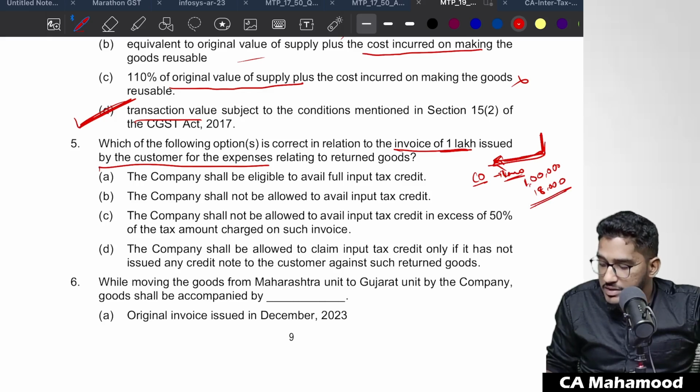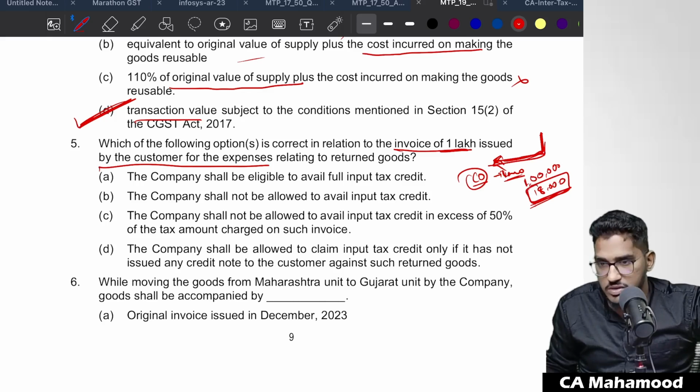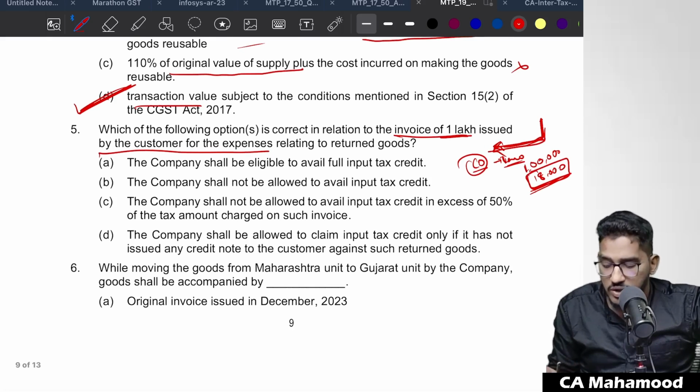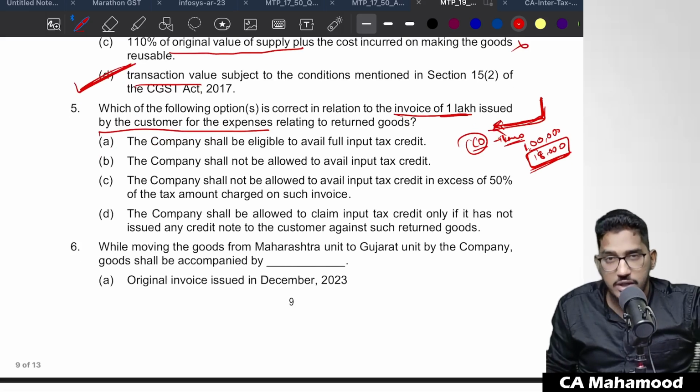Now you tell me, in the given case, can our company claim that input tax credit? Obviously, the customer has given you an invoice, on which GST has been charged. Can I take that ITC, sir? Yes, you can take that ITC of the full amount also. There is no restriction. So which of the following options is correct in relation to the invoice of 1 lakh rupees issued by the customer for the expenses relating to returned goods? The company shall be eligible to avail full input tax credit. Obviously, you can do it.